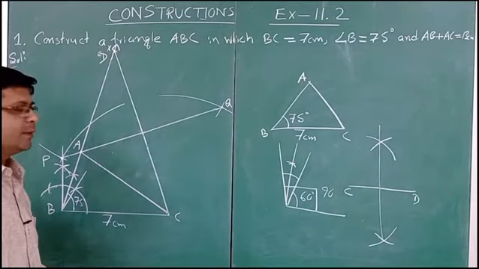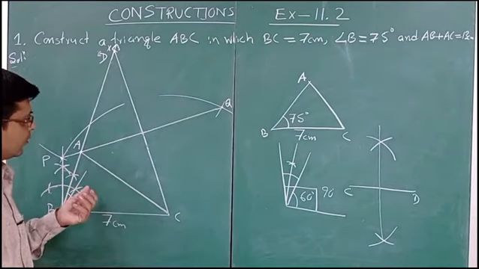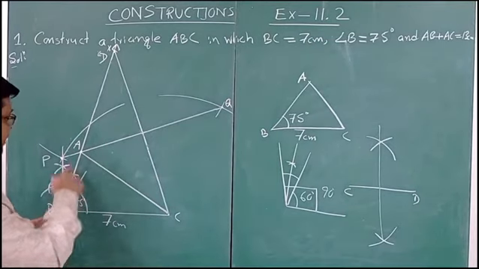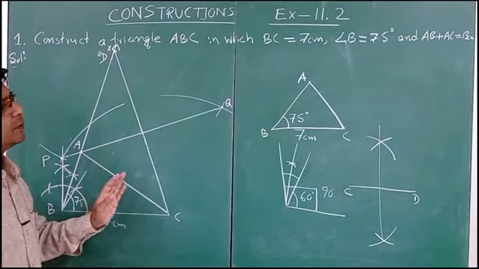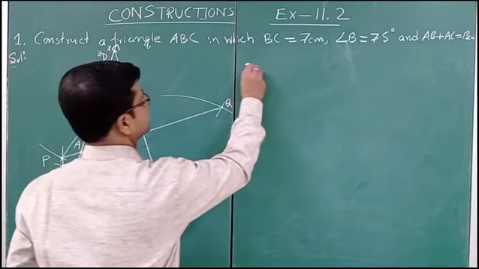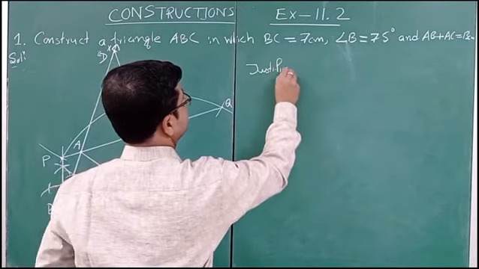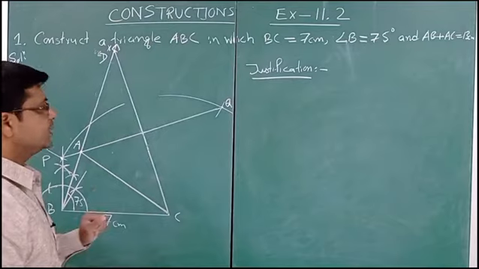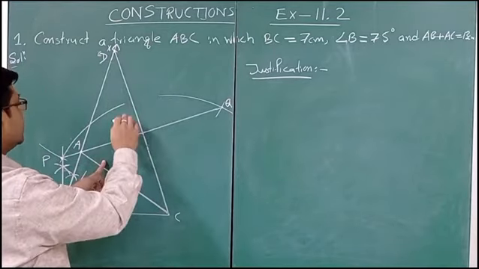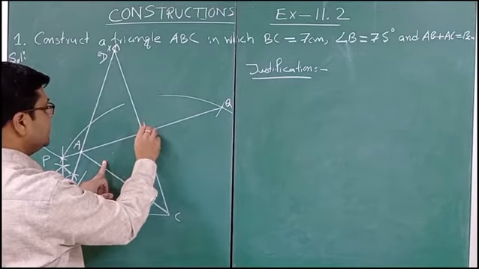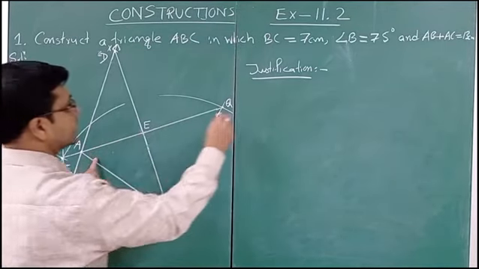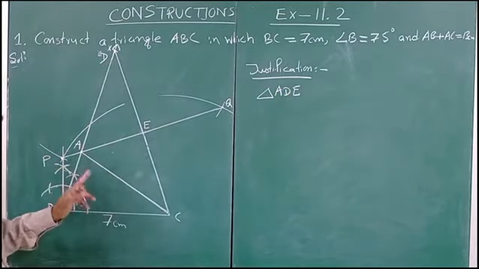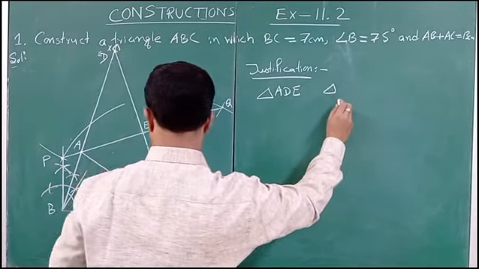Now dear students, some of you may wonder how or why suddenly it happens that AB plus AC is 13 centimeters. So we have to give the justification that AB plus AC is 13 centimeters. Let us proceed for that. Now dear students, let us get the triangle ADE. Suppose this is E. There are two triangles, triangle ADE and triangle ACE.